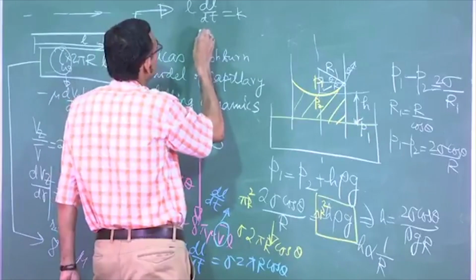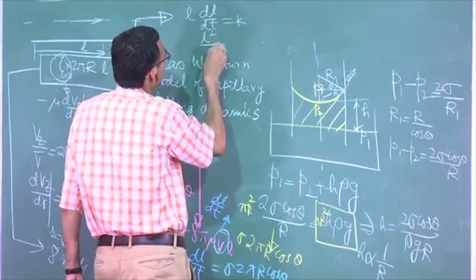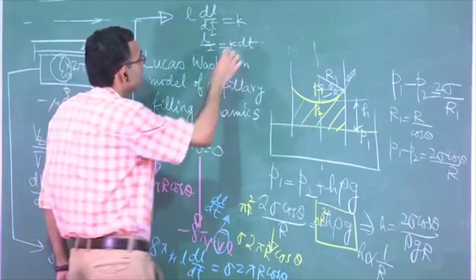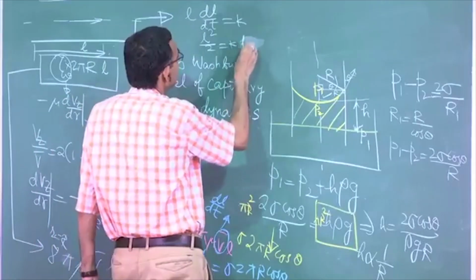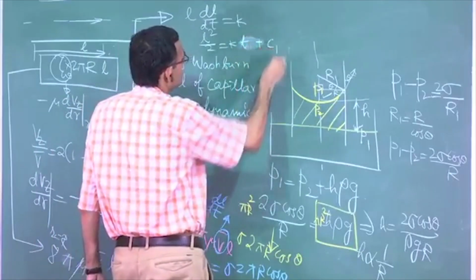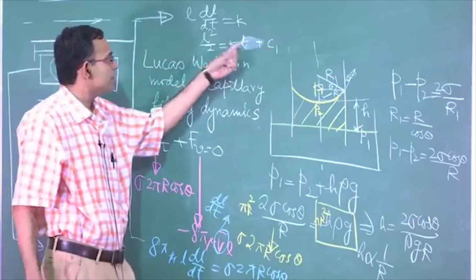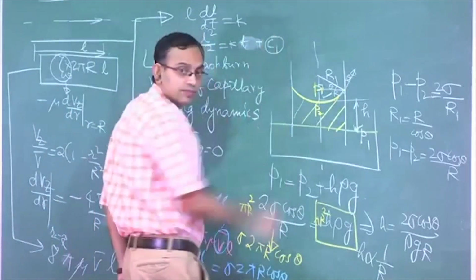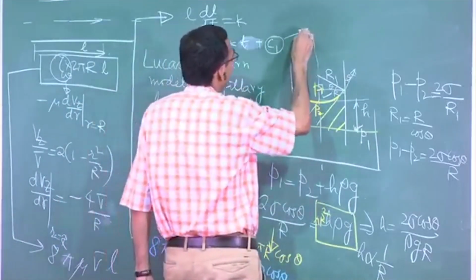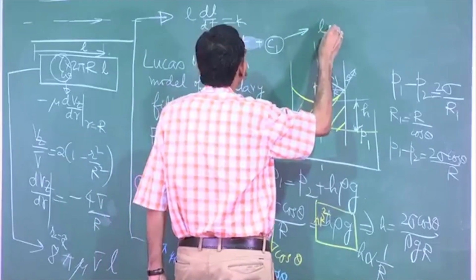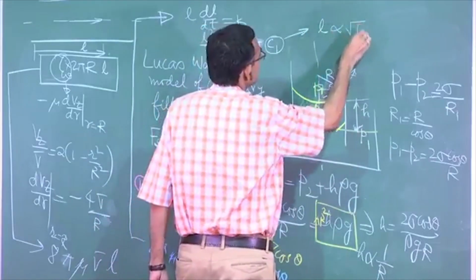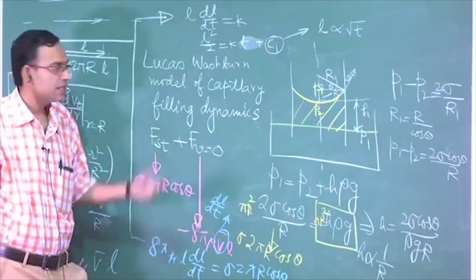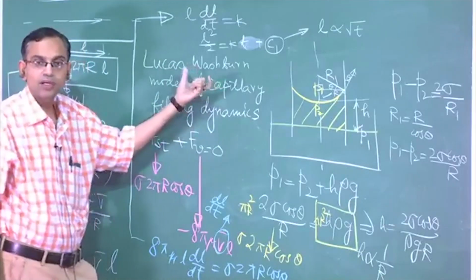So, if you integrate it, you have L square by 2 is equal to k times t, sorry, k t, not k integral dt, plus some constant C1. So, at t equal to 0, if L equal to 0, then you can see that this C1 will be 0, and then you get a very interesting relationship between L and t. You will get L is proportional to square root of t. Okay. So, this is the hallmark of the Lucas-Washburn model.